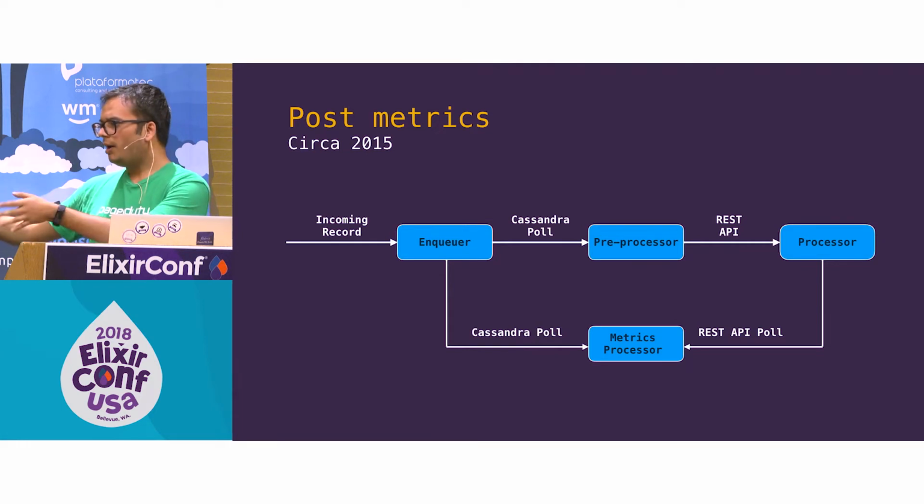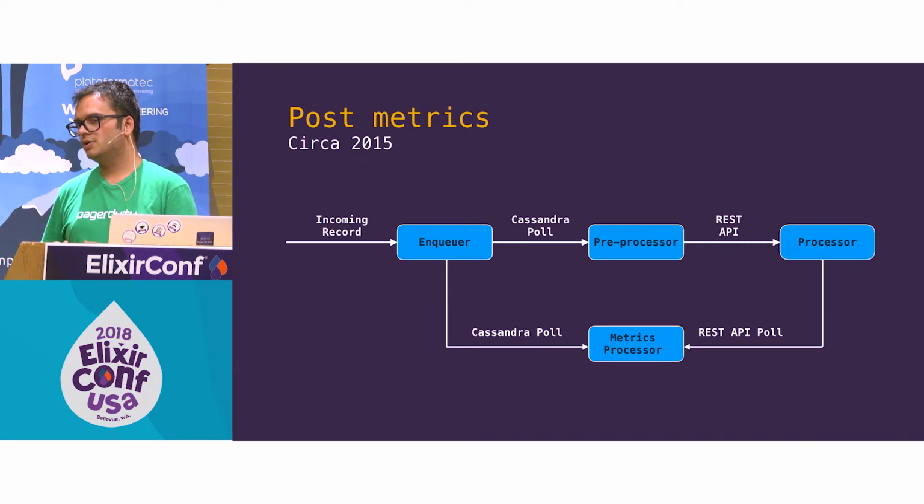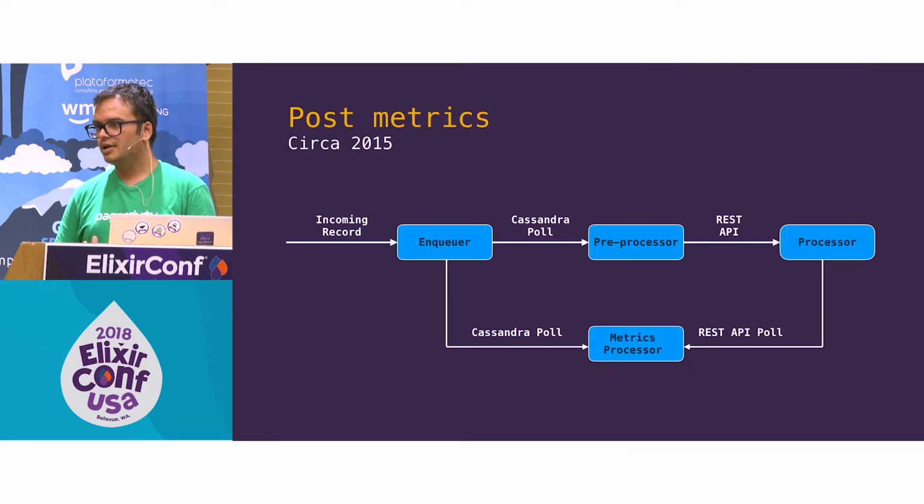A bit of background about what the processor is doing. The processor is this RESTful API written in Ruby that's backed by a MySQL database. So every time the metric processor tries to know how many of them were actually being processed by the processor, it first queries Cassandra with those same entities.